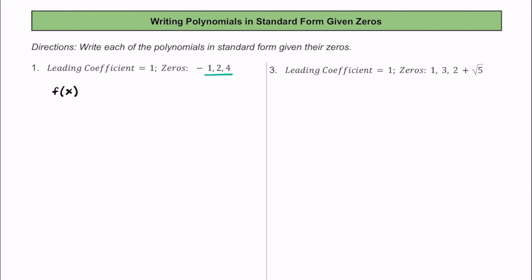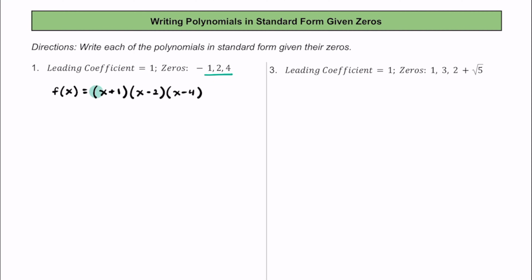So we're going to write f of x is equal to, and we're going to have this first binomial, since it's linear, be x plus 1, because that way this negative 1 would make it 0. Then we're going to have another binomial of x minus 2, that way the positive 2 would make that 0, and then we would have x minus 4. So technically we do have the polynomial now, it's just written in factored form.